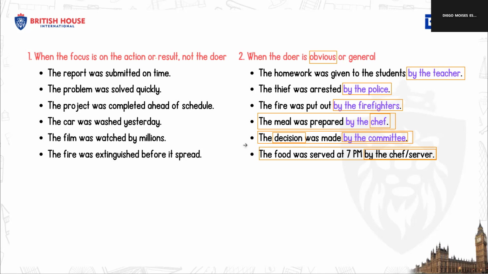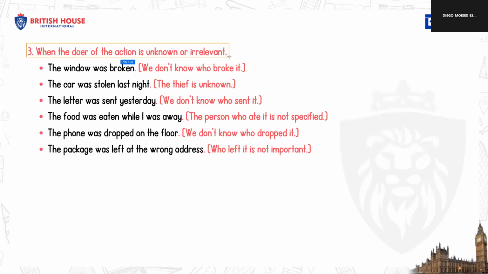Now, when the doer of the action is unknown or irrelevant. So again, everything is connected. Let's see. The window was broken. Well, here we don't know who did it. We don't know who broke it, right? So, well, you can use it when you don't know. Well, this is a use. When you don't know who did the action, you must use passive voice.